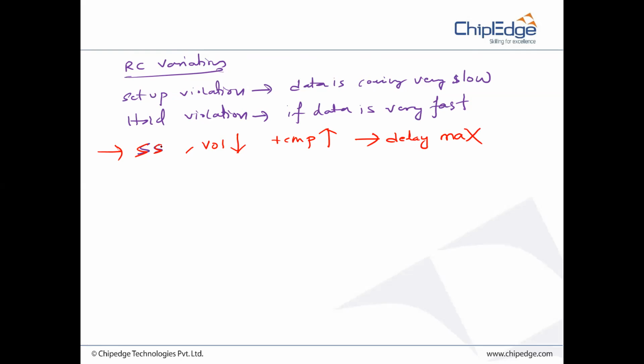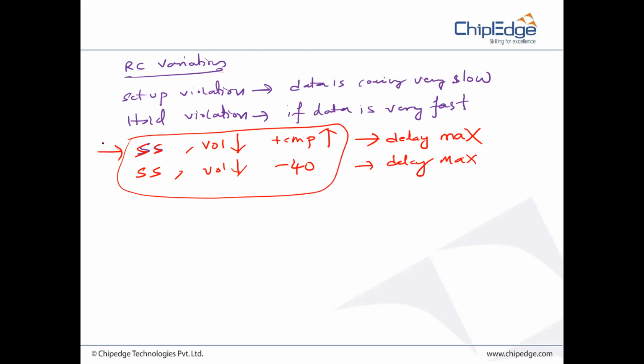And you can also take one more setup: slow process, voltage is less again, and temperature is minus 40. What happens to the delay now? Less than the previous one. But the delay is still maximum. Less than the previous maximum. These are the worst cases for the delay. Yes or no? So if you check for this condition, that means there is nothing worse than this, right?